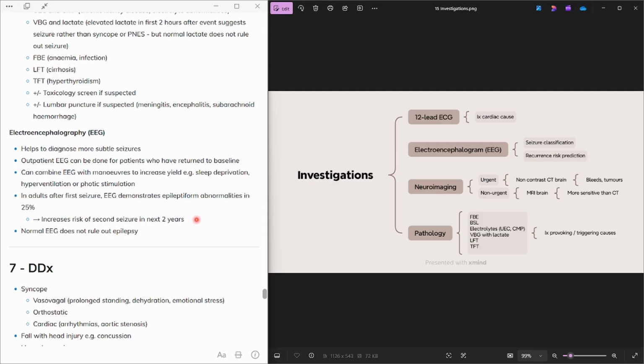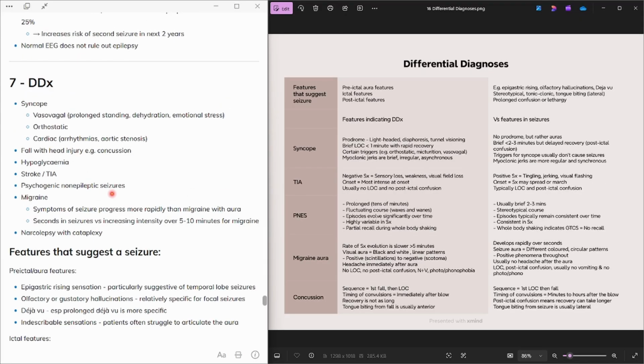It is important to note, however, that a normal EEG does not rule out epilepsy, and that the EEG should always be correlated to the patient's clinical and imaging findings. So next, we'll be going through differential diagnoses that may mimic a seizure and the differentiating clinical features that may separate them apart.